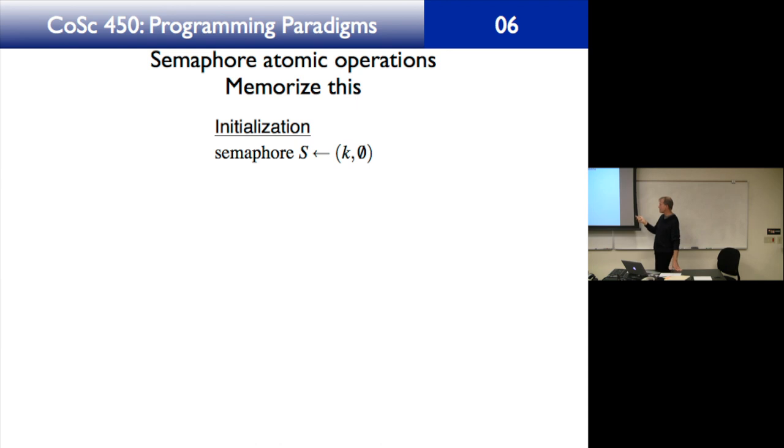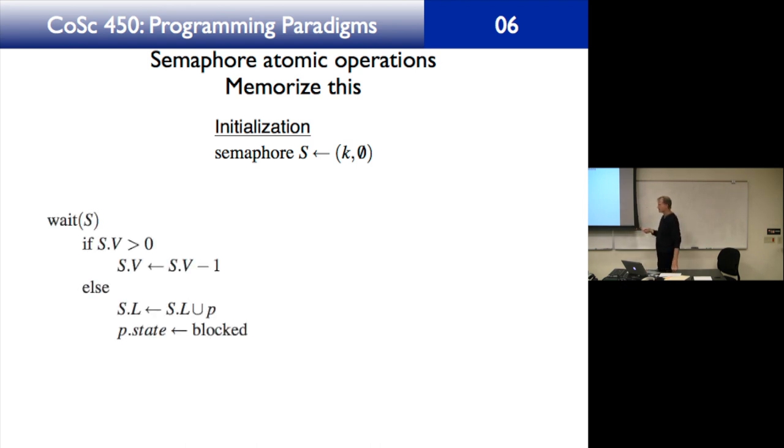So it initializes the Q to be empty, and it initializes the integer to be whatever K is. Are you with me? So that's the initialization. And then there's wait and signal. Now here's wait. Look, this is what wait S does. It does all of this stuff, but you have to understand that it guarantees that all of this is atomic. Are you with me? It guarantees that there's no interleaving.